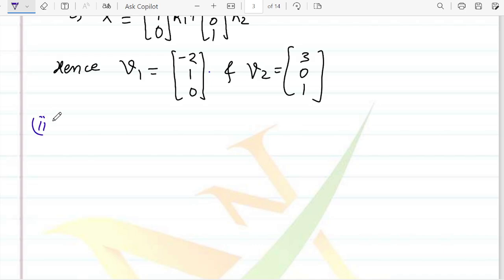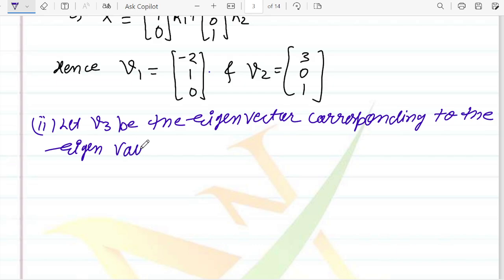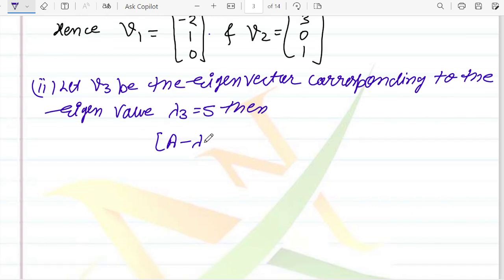Number 7, let v3 be the eigenvector corresponding to the eigenvalue lambda 3 is equal to 5. Then (A minus lambda 3 I) x is equal to 0. So that is (A minus 5I) x is equal to 0.